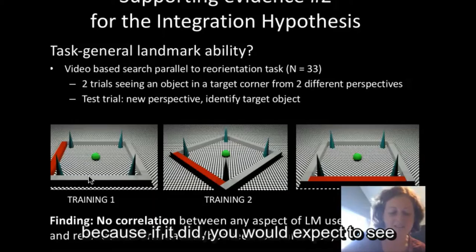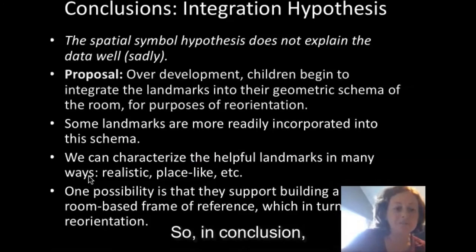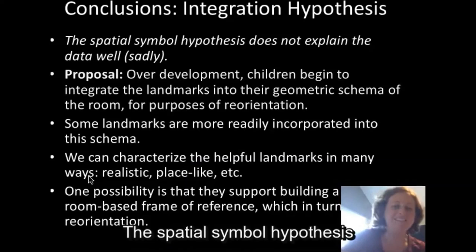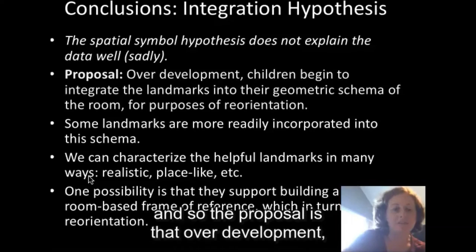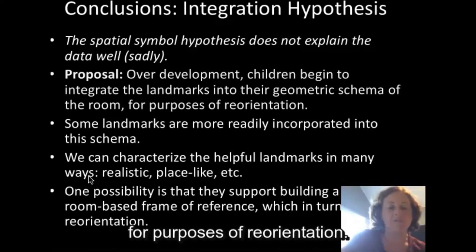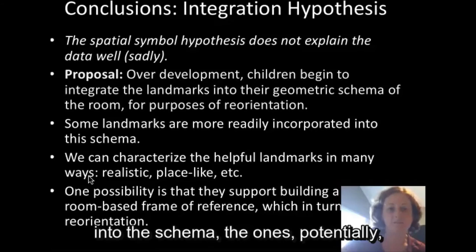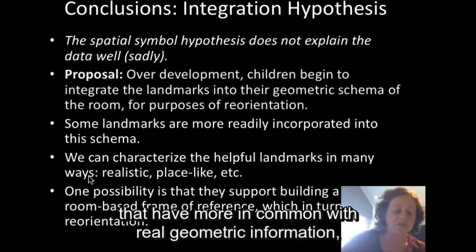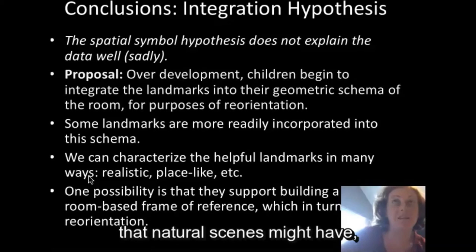So in conclusion, I'm in favor of the integration hypothesis. The spatial symbol hypothesis doesn't seem to be explaining the data very well. And so the proposal is that over development, children begin to integrate landmarks into their geometric schema of the room for purposes of reorientation. Some landmarks are more readily incorporated into the schema, the ones potentially that have more in common with real geometric information, the ones that elicit some of the same properties that natural scenes might have, like asymmetry and depth.